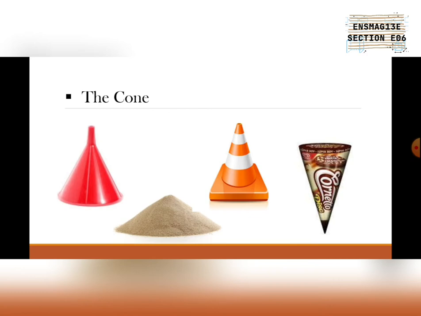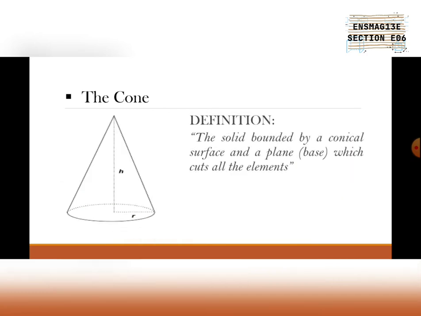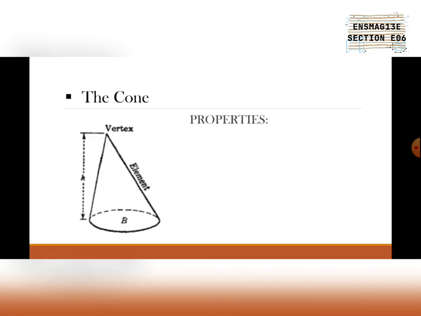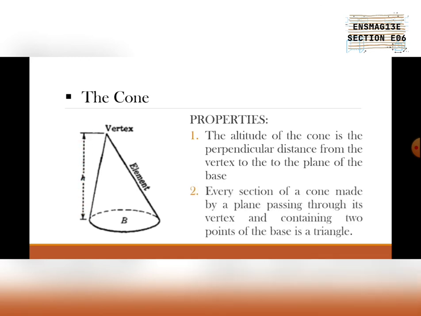The cone. It is the solid bounded by a conical surface and a plane, or the base, which cuts all the elements. The altitude of the cone is the perpendicular distance from the vertex to the plane of the base. Every section of a cone made by a plane passing through its vertex and containing 2 points of the base is a triangle.